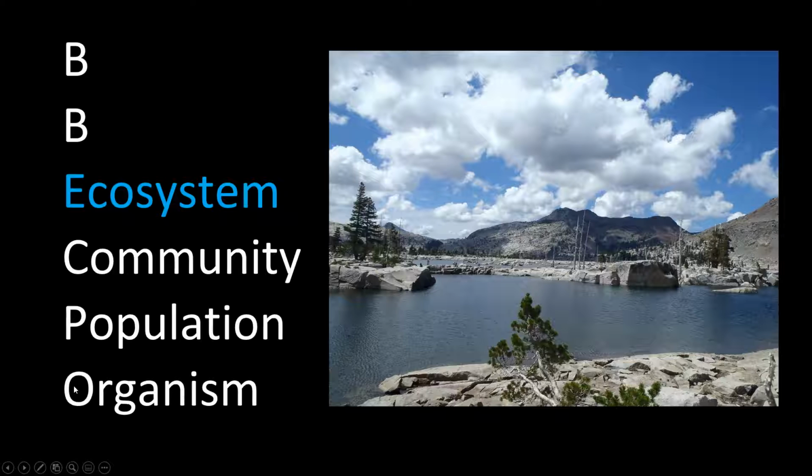An ecosystem is going to be that community, plus we're going to include the abiotic factors such as the water and the weather at the time. Not the climate, but the weather, like if it was raining, if it's windy, those sorts of things.